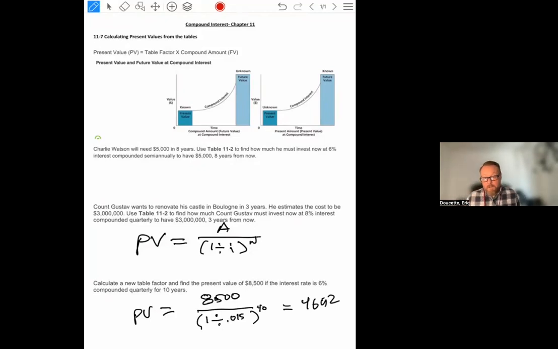So you can use the formula if you want. I'm not recommending it. I think you should just use the tables. In most cases, students get them correct when they use the tables and get them incorrect when they use the formula. So I highly recommend just using the tables. So that's it for present value. That's all you need to know.